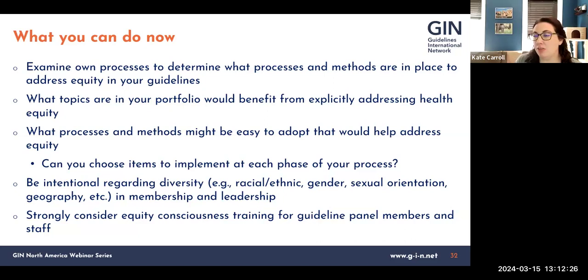So again, on the slide, what you can do now: be intentional regarding diversity in membership and leadership. Do you have thoughts or advice if groups are finding that their standard routes or pathways to membership are not getting to a level of diversity? Are there strategies, resources, or organizations that these groups could reach out to if you're having trouble identifying panel members that you feel are going to bring a diverse perspective?